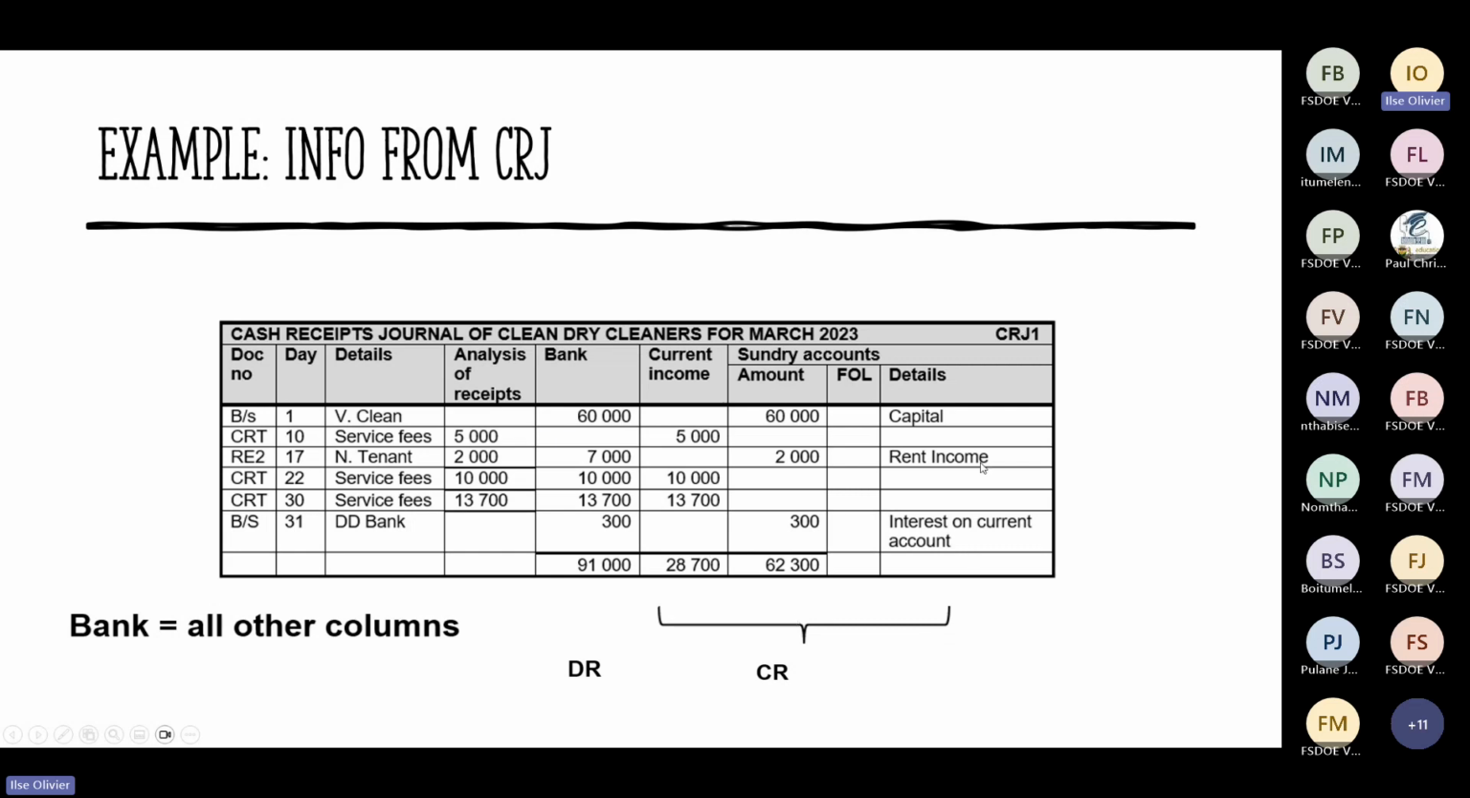So all the other accounts that are on here will be credited. What other information? There is the CRJ1. That is your folio number and the day. Now, the day will be important if we post the sundry accounts.